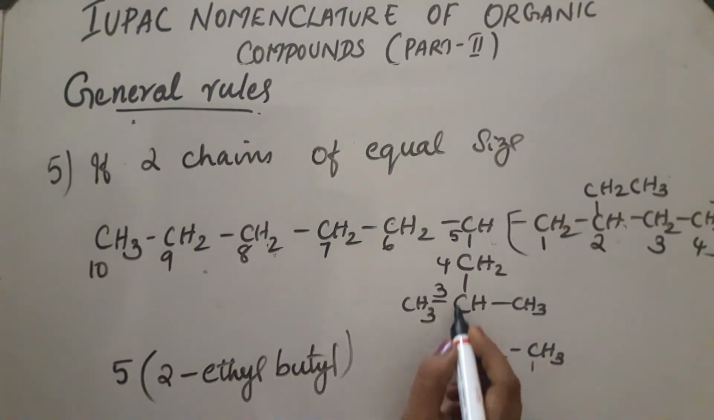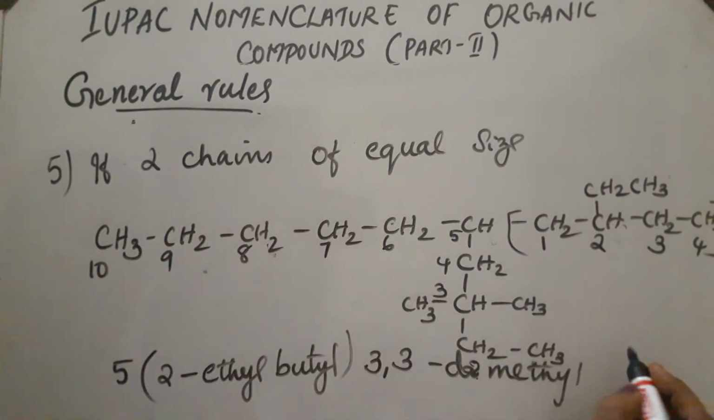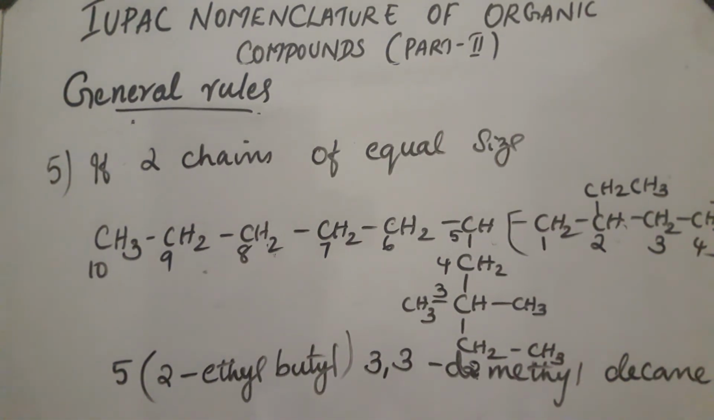Now take this parent chain: 1, 2, 3. In the third position there are 2 methyl groups, so 3,3-dimethyl. The chain is decane. This will be the compound. This much about the nomenclature of hydrocarbons, that is, saturated hydrocarbons.